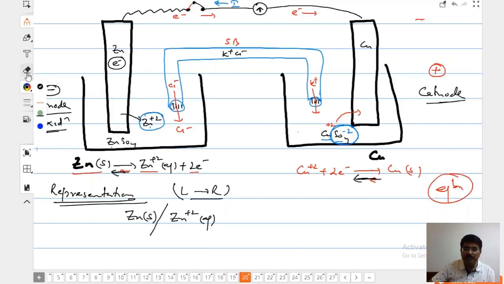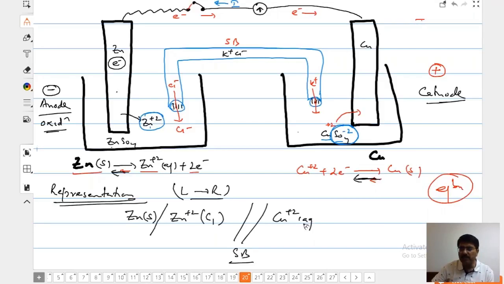Aqueous. Very soon, when I'm going to introduce the Nernst equation, I will start writing the concentration here. Say it is C1. It is molarity. Right? It will be important. It will be controlling the voltage which we can obtain from the cell. Zinc, phase change, Zn plus 2, C1. You can write aqueous, but very soon we are going to start writing concentration. Then the salt bridge is indicated by a double slashed line. Then with the salt bridge, you land into copper sulfate and you will write copper plus 2 aqueous.